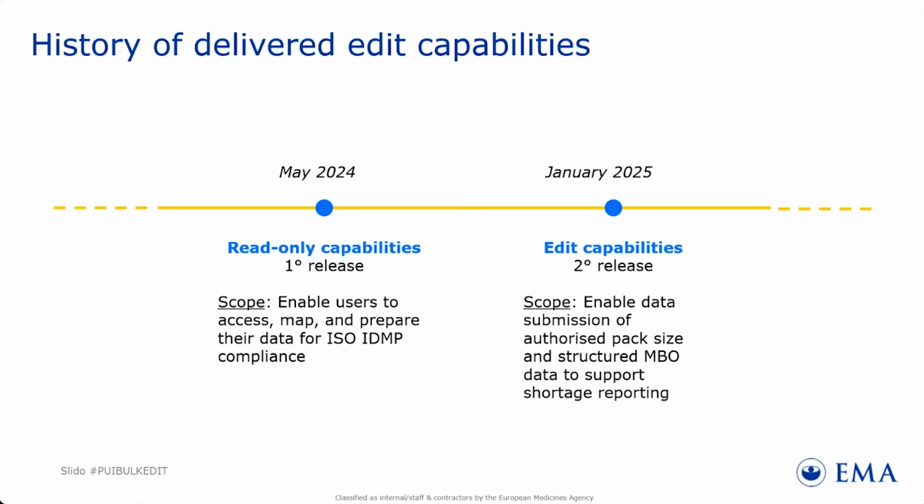Then in January this year, we finally went live with the first, actually it's the second release, but for us it's the first release in the editing scope. Since then, for 10 months, industry can submit data as authorized in a structured way in PMS, and the data that can be submitted for the moment are limited. They are pack size and structure information, but also manufacturer business operation data, mostly for shortage reporting, to support the ESMP submission and the timelines that we announced so far. But of course, the journey of the PMS team doesn't end here. It goes way beyond.